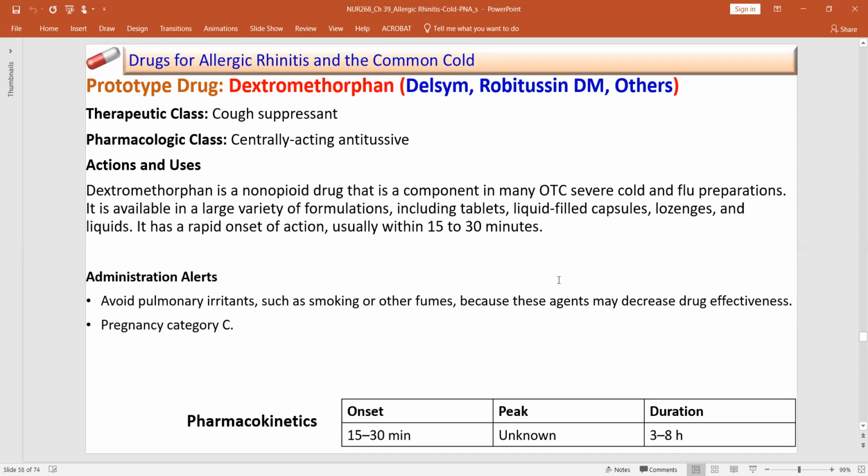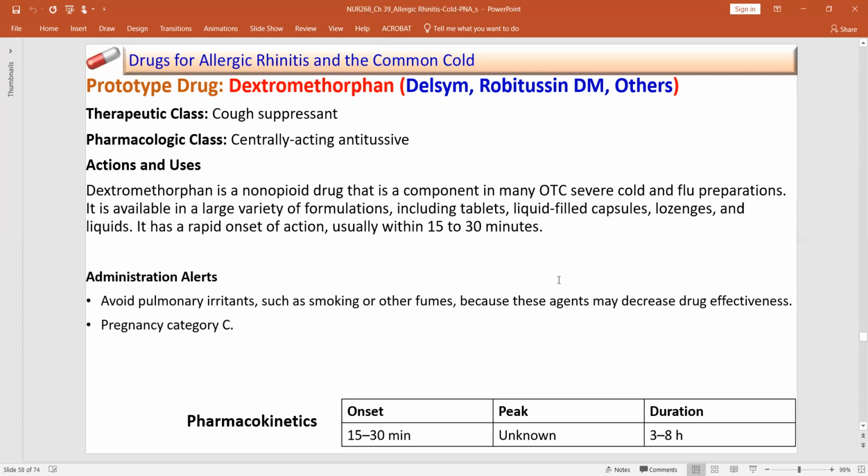The dextromethorphan, like Robitussin DM or Robitussin, has a rapid onset of action, usually within 15 to 30 minutes. And that's like the codeine, for example.